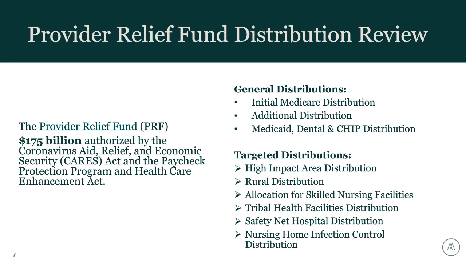There's also been a number of targeted distributions, as you can see: distributions to high impact areas, rural areas, SNFs have gotten their own distribution, tribal health and safety net hospitals, and then just as recently as August 27th, this latest nursing home infection control distribution.